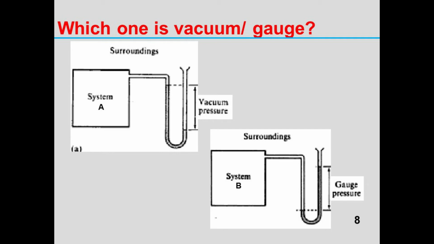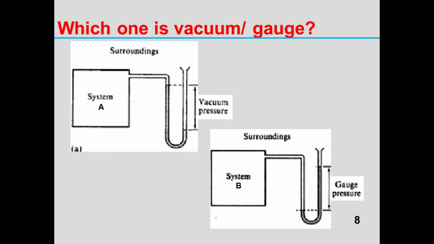P gauge is the pressure above P atmosphere, while P vacuum is the pressure below P atmosphere. So which one between these two figures is vacuum pressure and which one is gauge pressure? Okay, we look at system A.